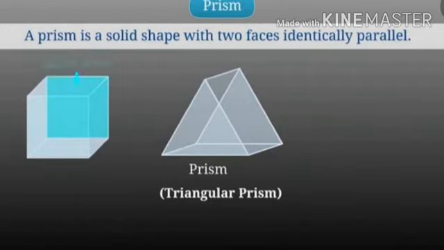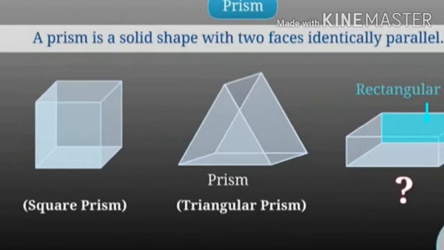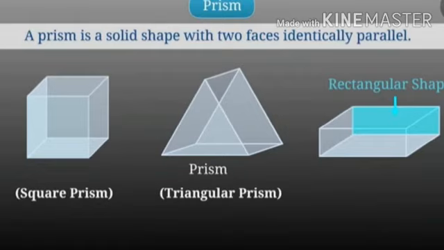Similarly, if the base of this prism is square, then such a prism is called a square prism. So now tell, if the base of the prism is rectangular, then what shall we call such a prism? Think. You are absolutely right. We will call it a rectangular prism.